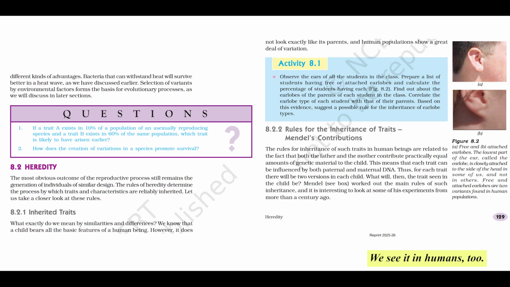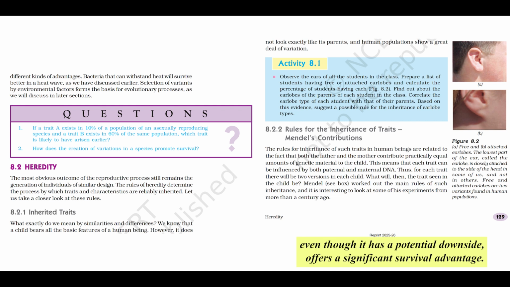We see it in humans too. Think about the gene for sickle cell anemia. Having 2 copies of the sickle cell gene causes a serious blood disorder. But having just 1 copy, being heterozygous, often provides some resistance to malaria. So in places where malaria is common, this genetic variation, even though it has a potential downside, offers a significant survival advantage. People carrying 1 copy are more likely to survive malaria, reproduce, and pass on that gene. So the environment is essentially selecting for that trait, even if it's complex. Precisely. The environment acts like a filter.